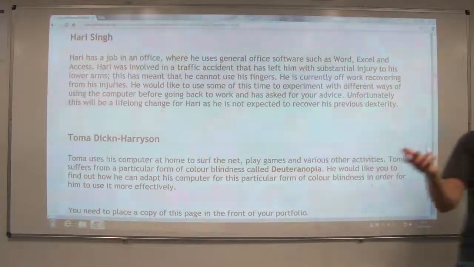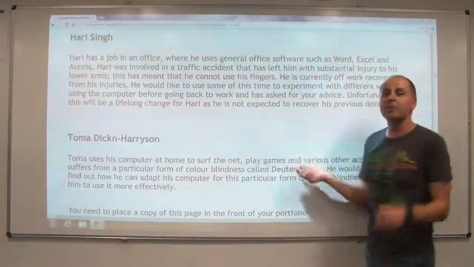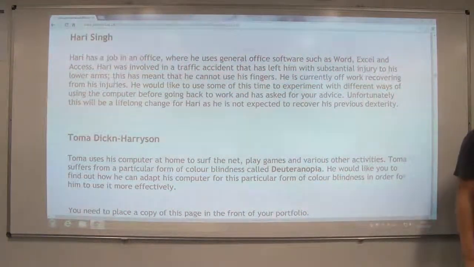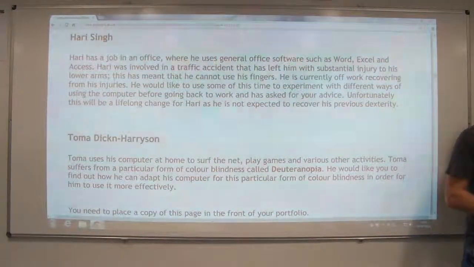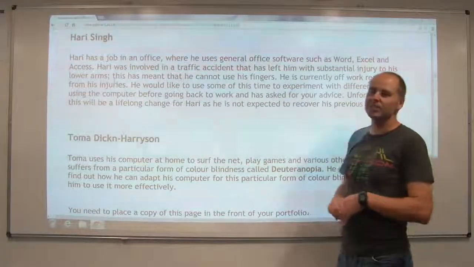Alright, so it's an accessibility thing. People who are colourblind are not allowed to be electricians or firemen, because colour's key. I wouldn't last very long, would they? No, they wouldn't. So it's a safety thing.